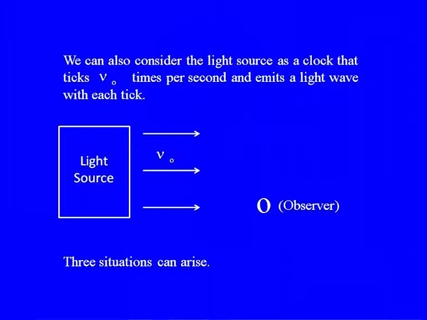And now let's see what happens if you have the light source here which is emitting a certain frequency, and the observer starts moving. Now we can have three situations here. Either the observer is moving transversely, or perpendicular to the direction of these light waves, or it's moving towards the light source, or it's moving away. So let's consider each of them one by one.